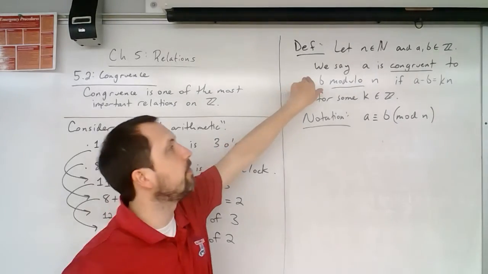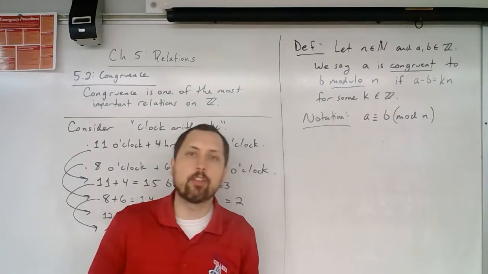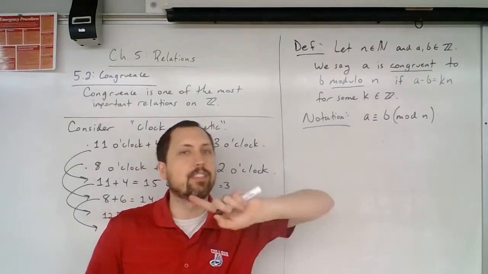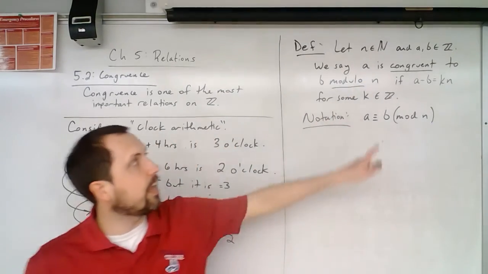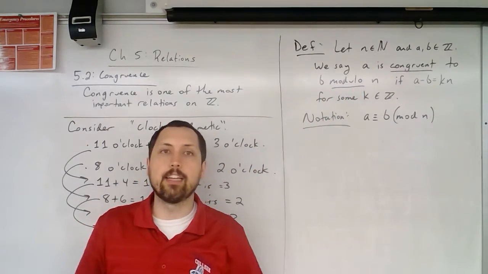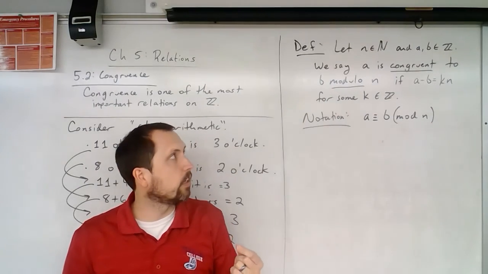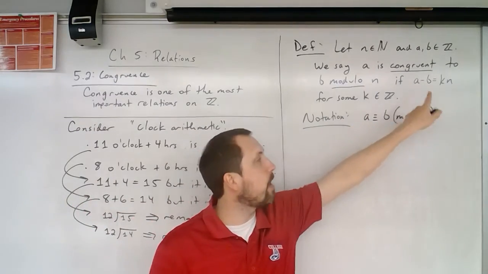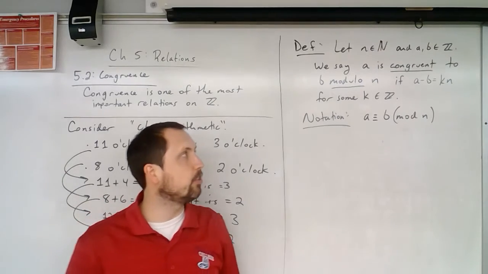So this is the formal definition. Let n be a natural number. Remember, natural numbers are things like 1, 2, 3, 4, and so on. It is not including 0, and it is not including negatives. And then a and b are going to be integers. We're going to say that a is congruent to b modulo n. This idea of being congruent modulo a number is the definition. What this means is that a minus b is equal to k times n for some k in the integers.